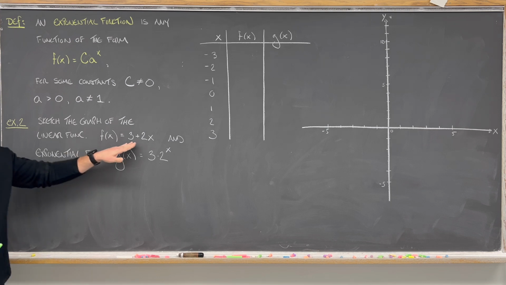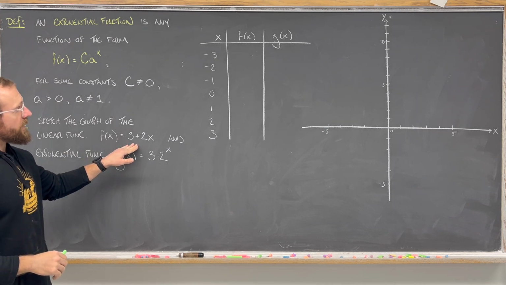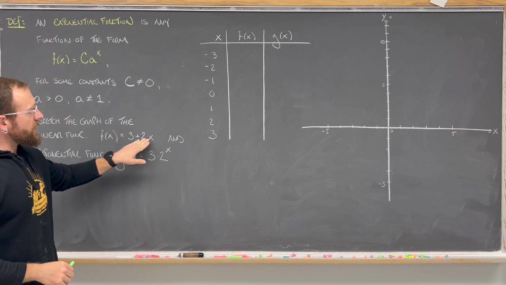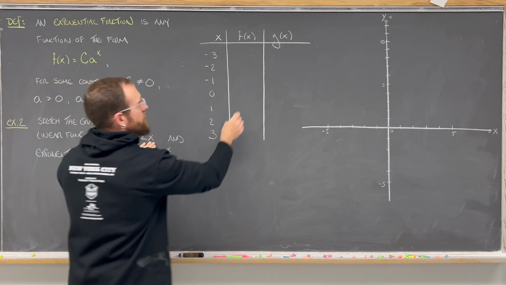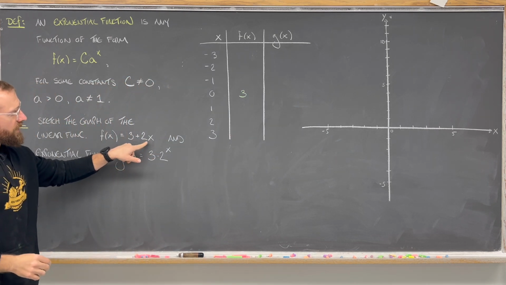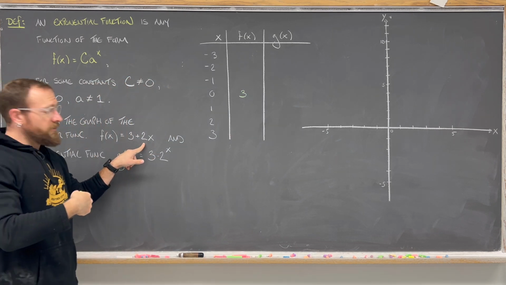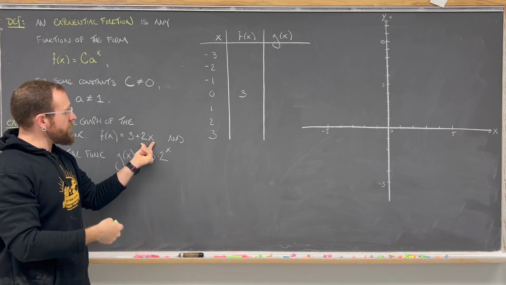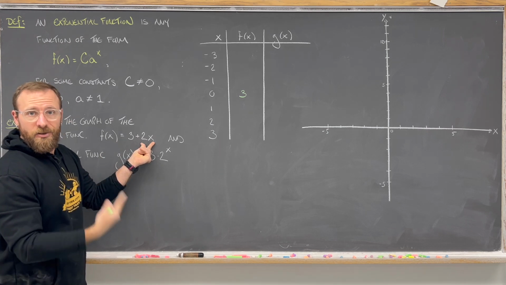When it comes to the linear function, 3 plus 2x, a good place to start is when x equals 0. 3 plus 2 times 0 is just 3. So I would get out 3. And what this plus 2x part is telling me is that every time you increase x by 1, you should increase the output of this function by 2.